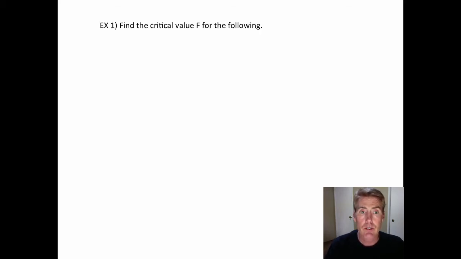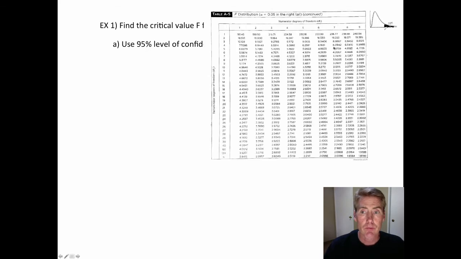So let's practice using the F table for this situation. So the claim is that standard deviation 1 is bigger than standard deviation 2, so this makes it a right-tailed test. This makes alpha equal to 0.05 in the right tail. Degrees of freedom 1 will be a 15, and degrees of freedom 2 will be a 14.